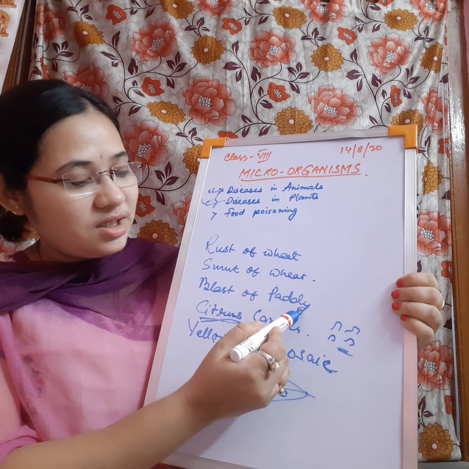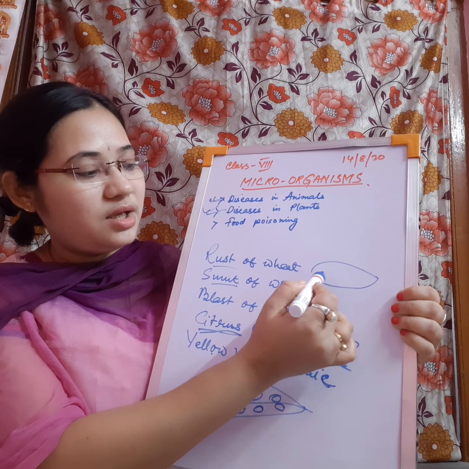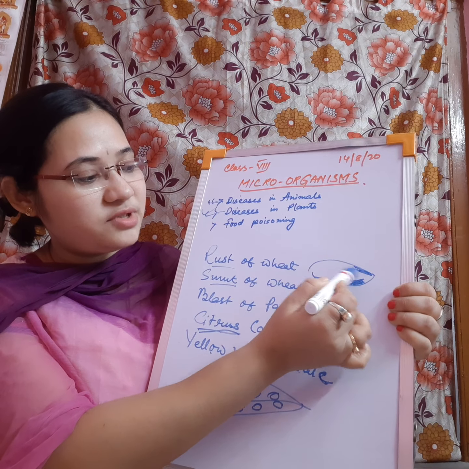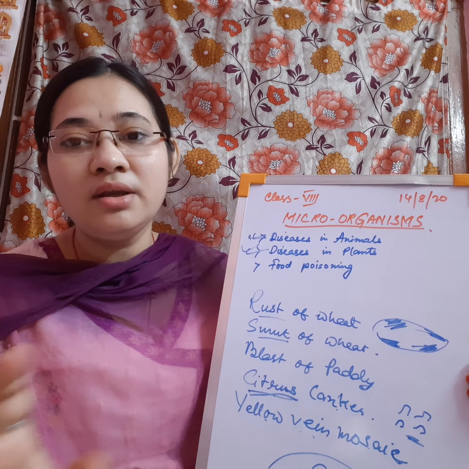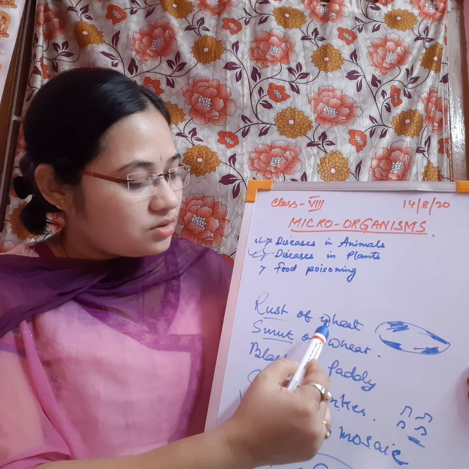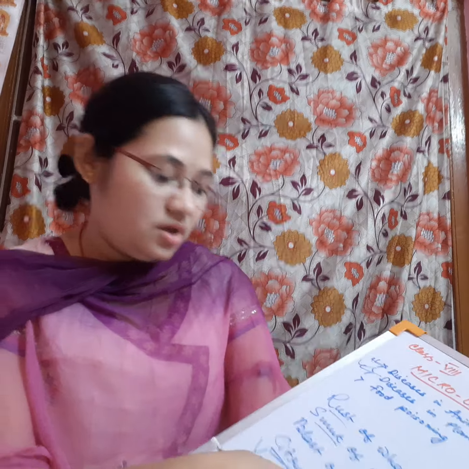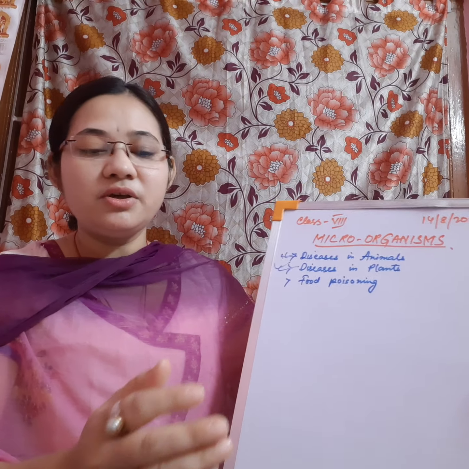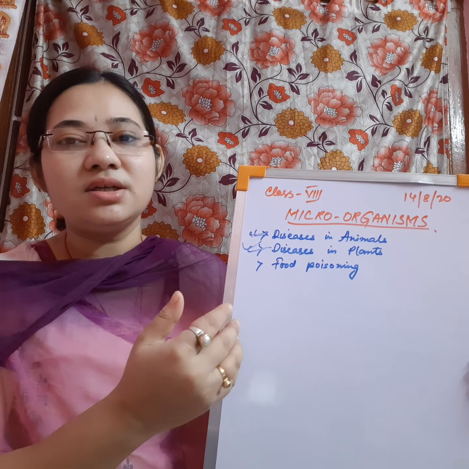Blast of paddy means the leaves are affected. Smut and rust mean the leaves develop rusting, and different parts of the leaf start rusting like this. So these are different types of diseases which occur in plants. Now you should go through the names of these diseases and the plants in which they occur. Like smut is seen in wheat, not in paddy. So please go through the examples of such diseases and the plants which are affected by them.